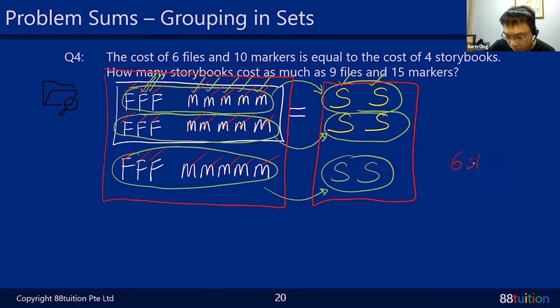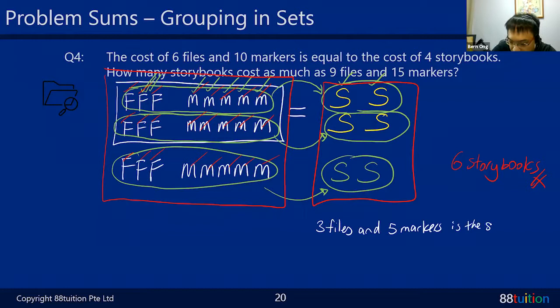Oh. Can you see? So, okay. It's not that bad. It's not that bad. All right. But you want to show your teacher some working, right? So maybe you show some working to your teacher, right? You tell your teacher, all right? 3 files and what? 5 markers can exchange for what? All right. It's the same as? All right. 2 storybooks. Cannot.